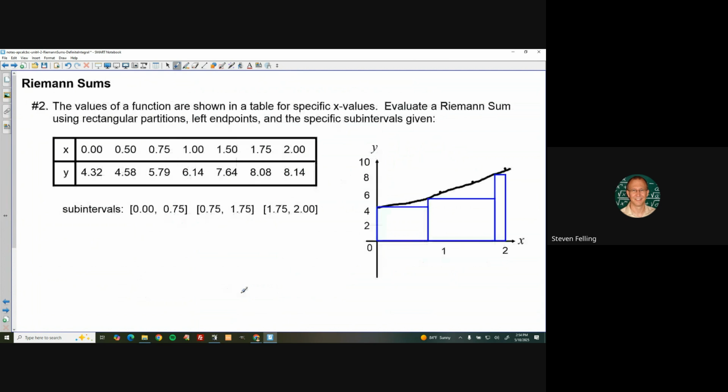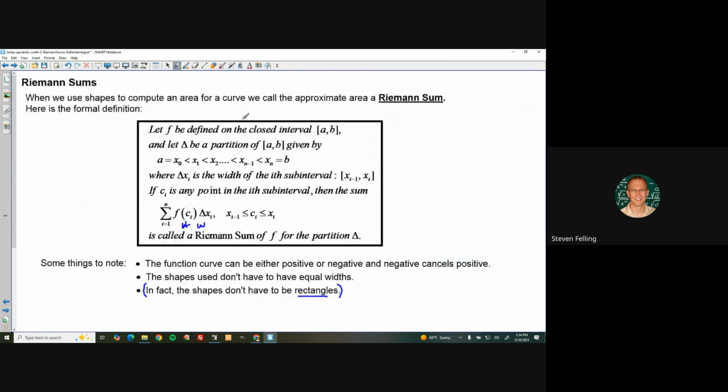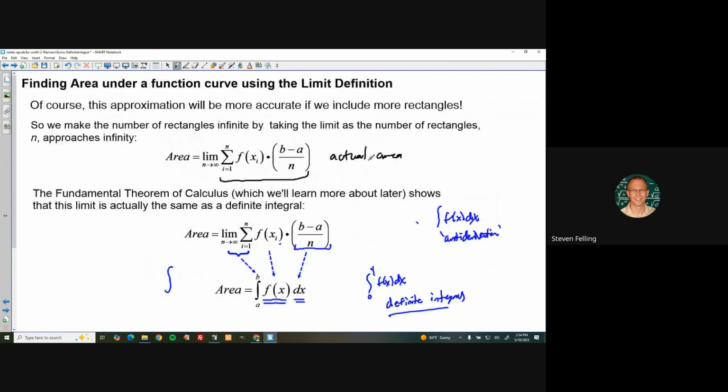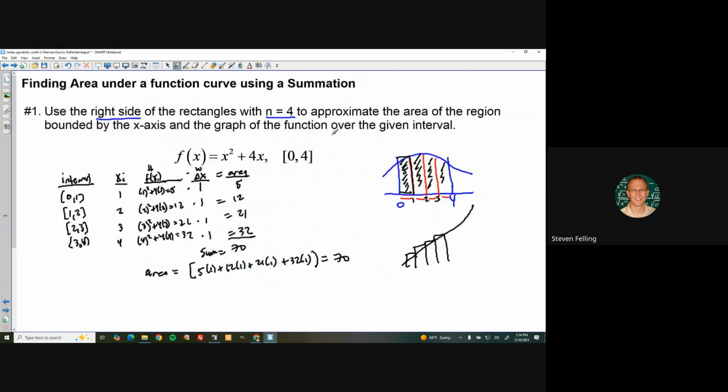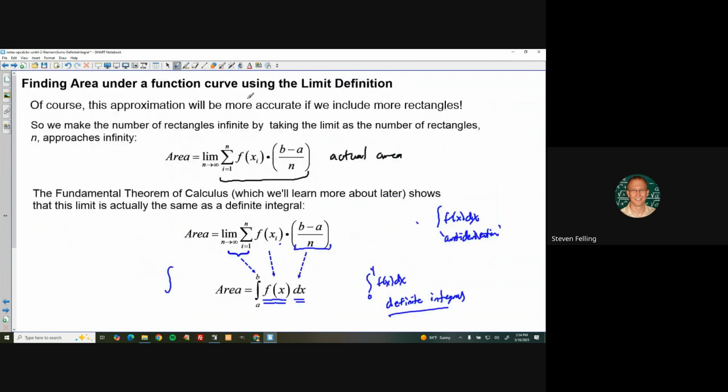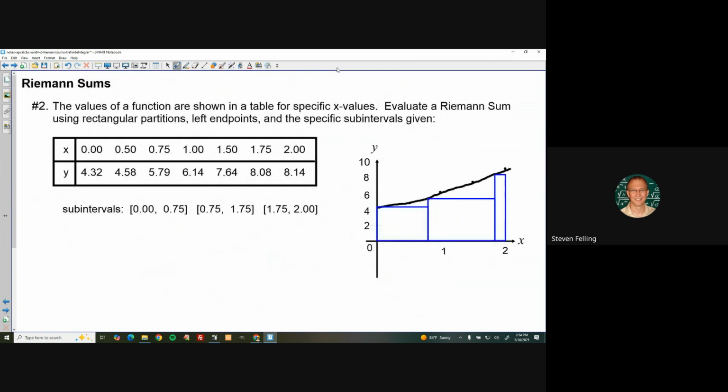Right, so we're going to do an example. This one says the values of some particular function are shown in a table. So instead of giving me the function in a form like this, where we have it as a function, sometimes they just give us certain individual values in a table. So they're saying here, evaluate a Riemann sum using rectangular partitions, left endpoints, and the specific subintervals indicated here. So I'm going to make a table. I really prefer the table method here.